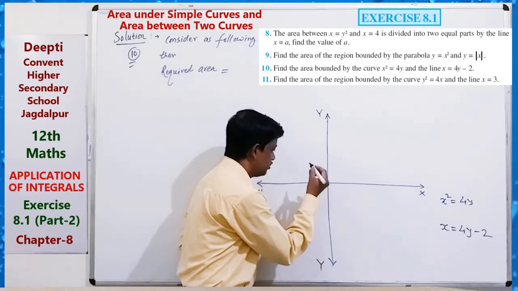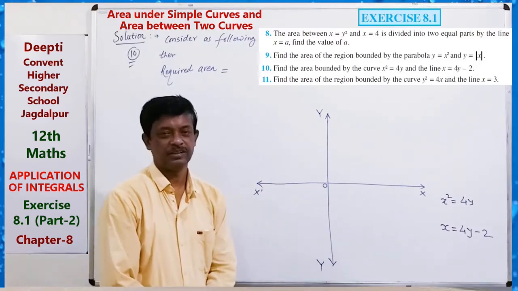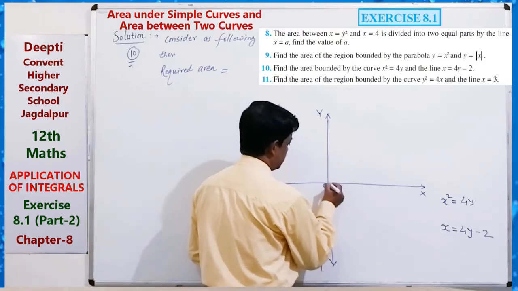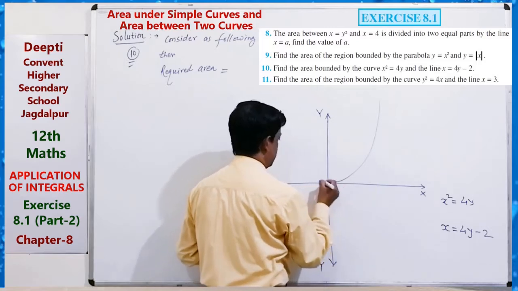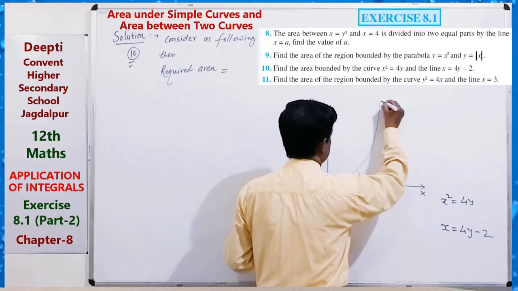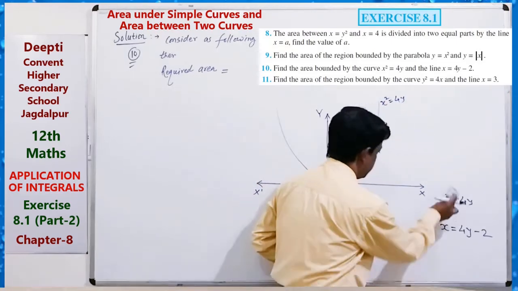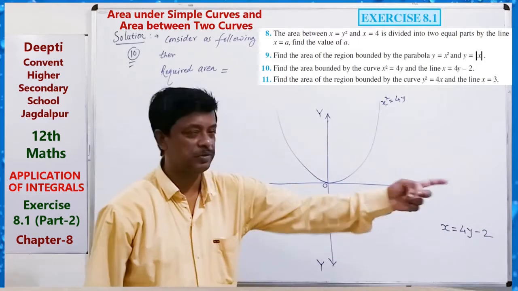This is origin. Now x square equals to 4y, upper parabola. Clear? This is x square to 4y. Okay. Now the line. How can we draw the line x equals to 4y minus 2?